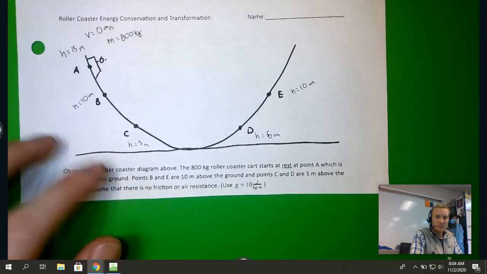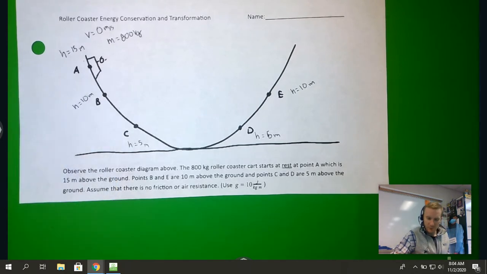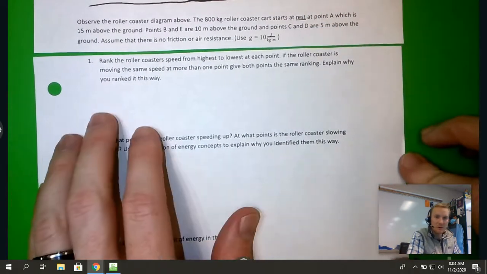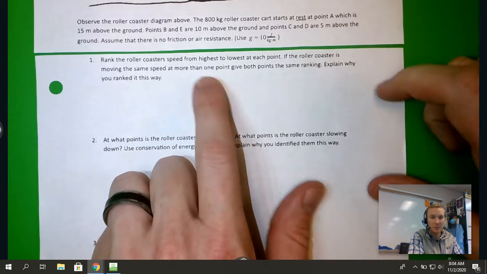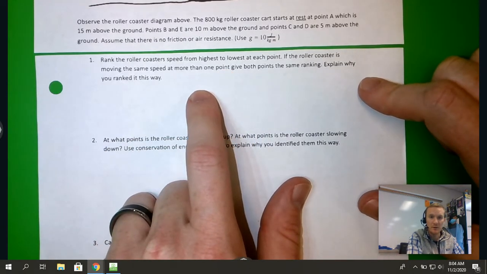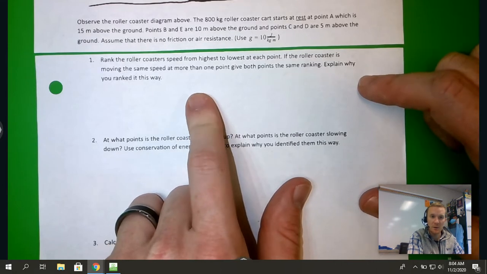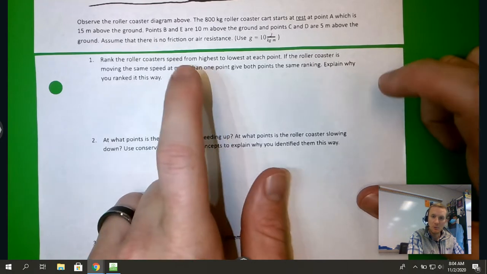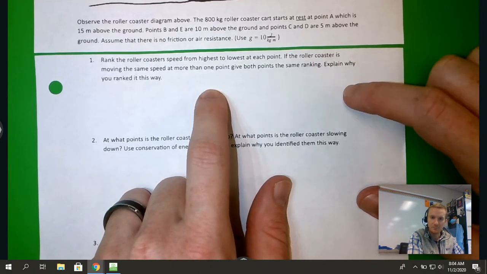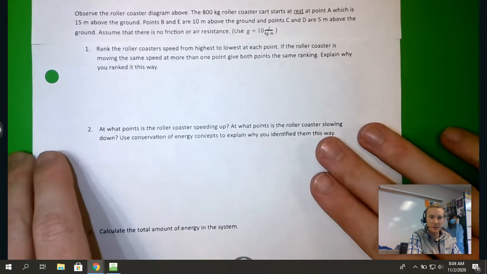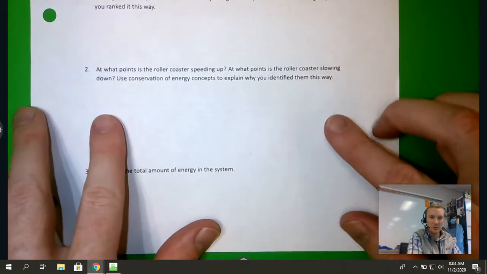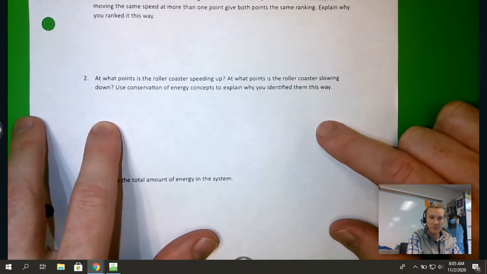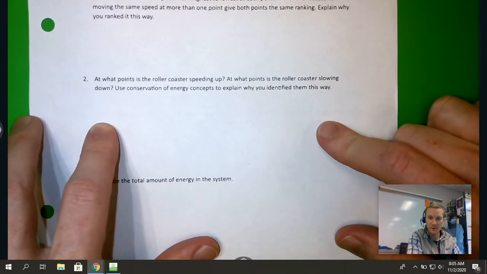Okay, great. So the first question wants us to rank the roller coaster speeds from highest to lowest at each point. If the roller coaster is moving the same speed at more than one point, give both points the same ranking. Explain why you ranked it that way. So if you want to try this on your own, we'll come back to your predictions later and see how they fared. All right, but for now, let's identify at what points the roller coaster is speeding up and at what point the roller coaster is slowing down. Use conservation of energy concepts to explain why you identified it this way.